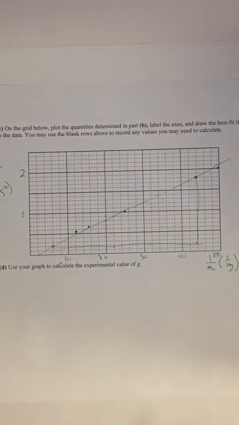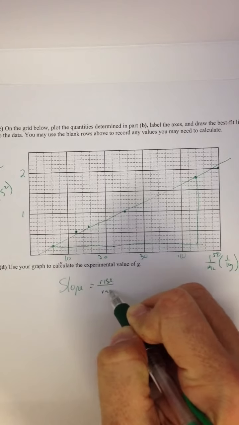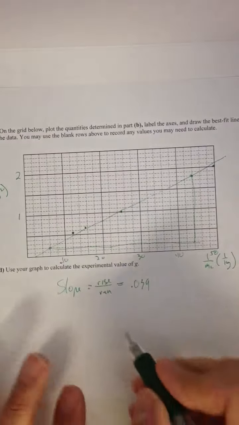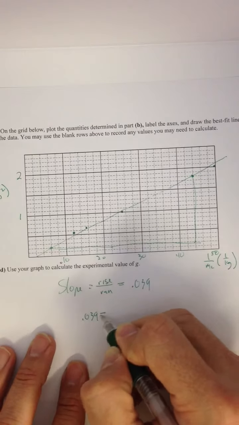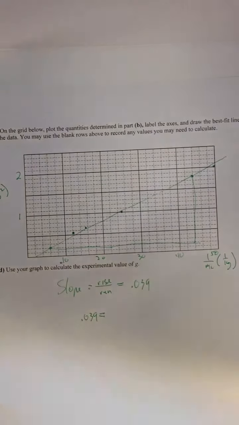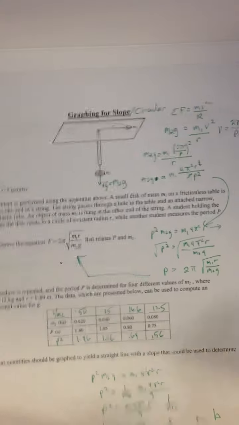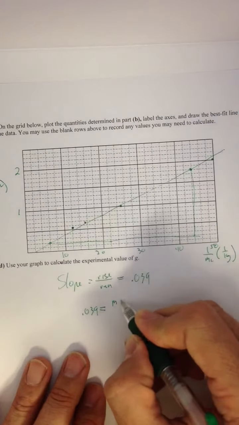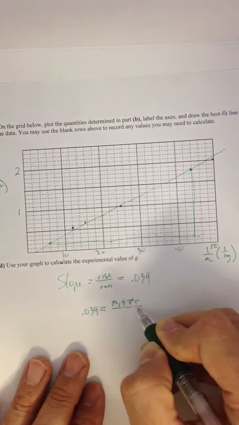Using my graph to calculate the value, which is my last part, I just find the slope of that. And the slope, again, equals rise over run. And for this, it was about 0.039. And from my equation, I know that that 0.039 has to equal M1 times 4 pi squared r over g, because that's what my slope was right down there. So I set that equal to M1 4 pi squared r over g.